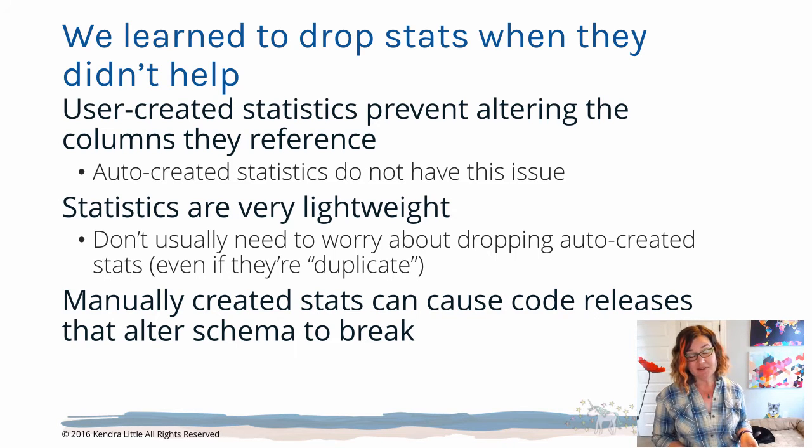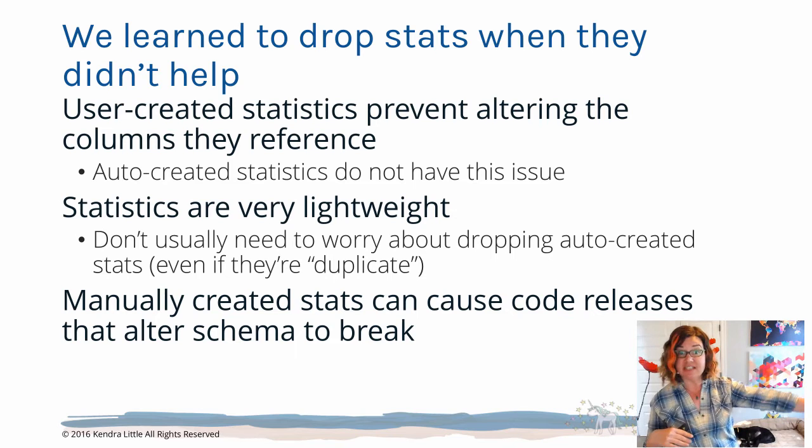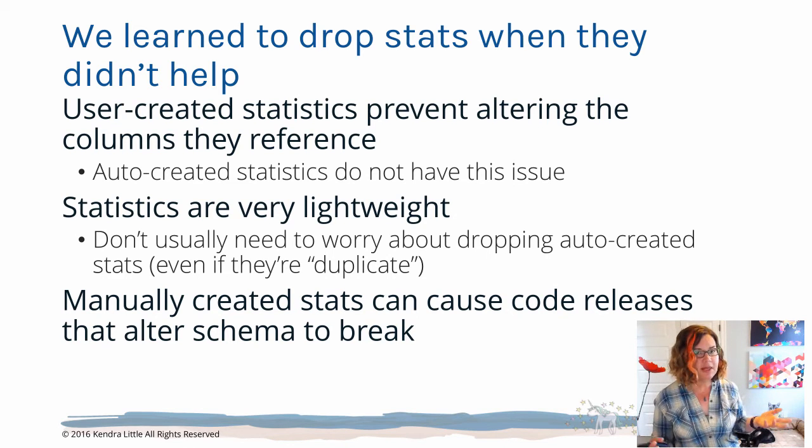Now I did learn that if you ever manually create stats using the create statistics command, you should treat that as a real change, because if the statistics don't improve performance, which is the only reason you would ever create them, you should go ahead and drop them. If you have a user-created statistic on a column, you will have to drop the statistic before you can alter that column. So if you just go out and create a bunch of stats on the production database server and then leave them there, they could break a code release in the future.